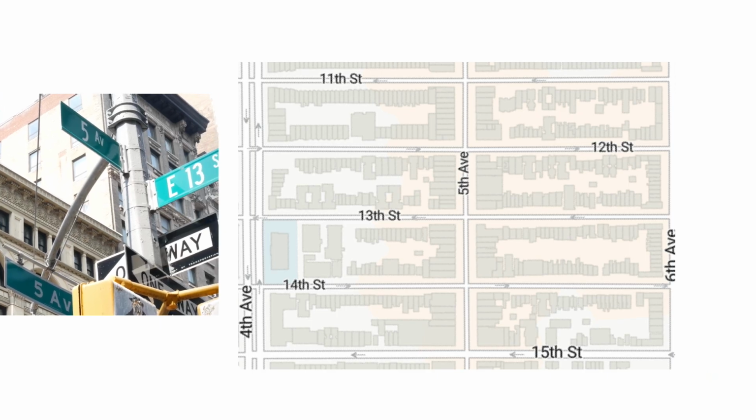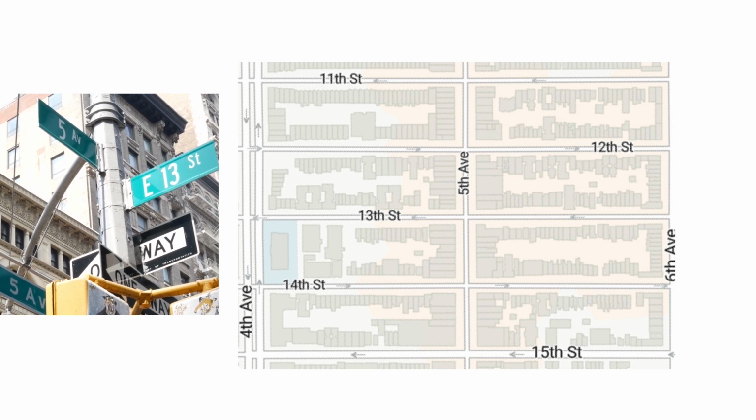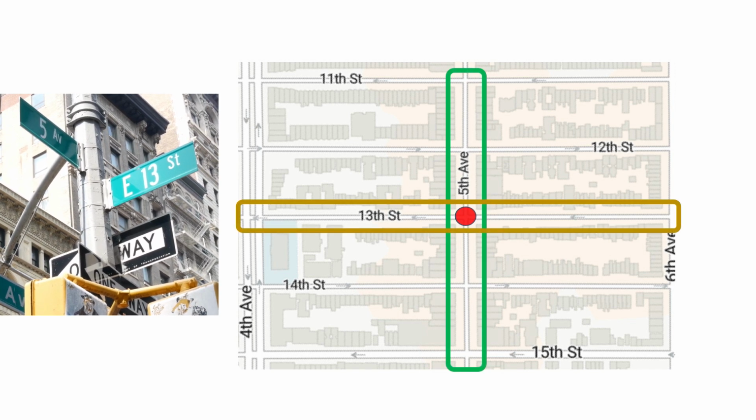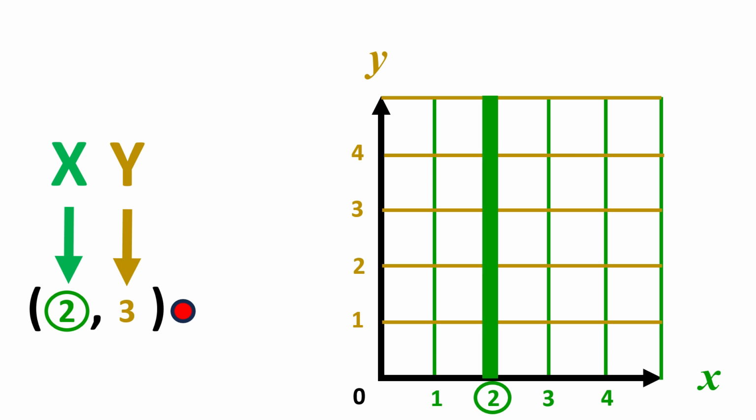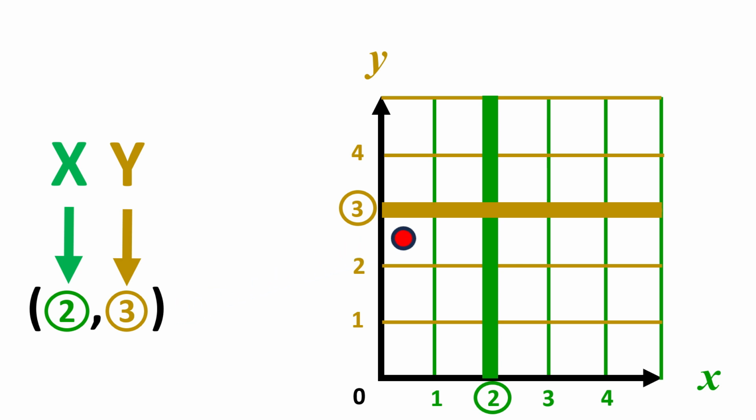If we wanted to find the corner of 5th Avenue and 13th Street, we would highlight each road and then look to see where they cross. Likewise, to find this point, we'll highlight each line, then find out where they cross. We'll begin with the x value. The point's x-coordinate is 2, so we'll circle the 2 on the x-axis. Then we'll highlight the entire x-line that has a value of 2. The point's y-coordinate is 3, so we'll circle the 3 on the y-axis. Then we'll highlight the entire y-line that has a value of 3. Finally, we find where these two lines cross. That's where the point goes.